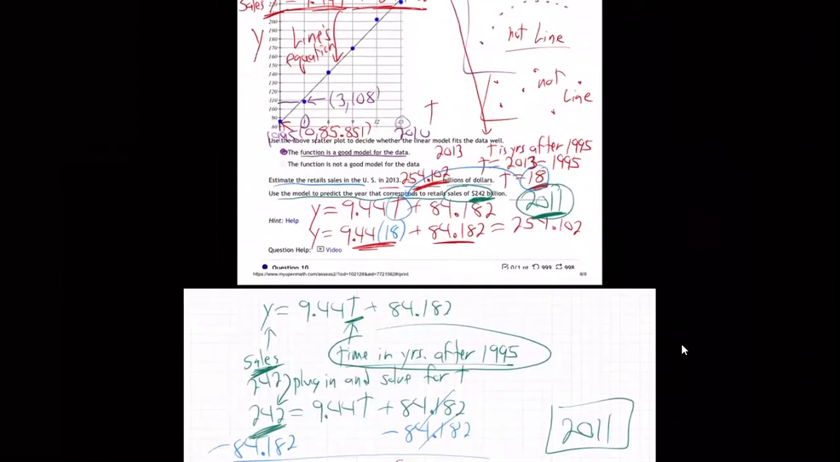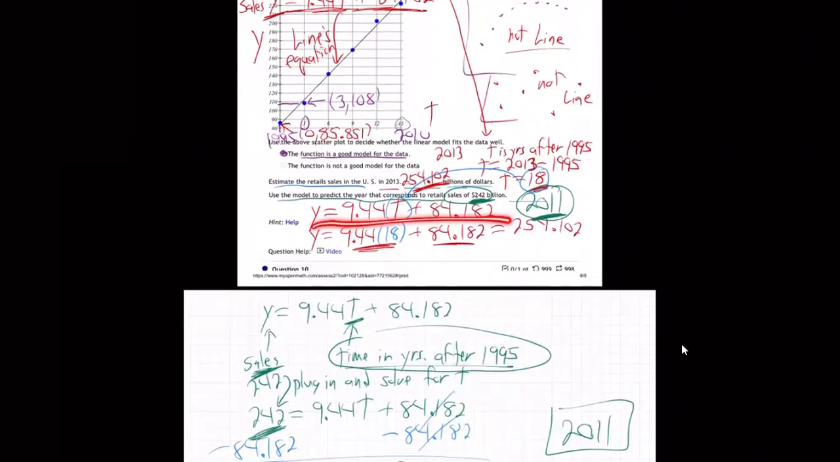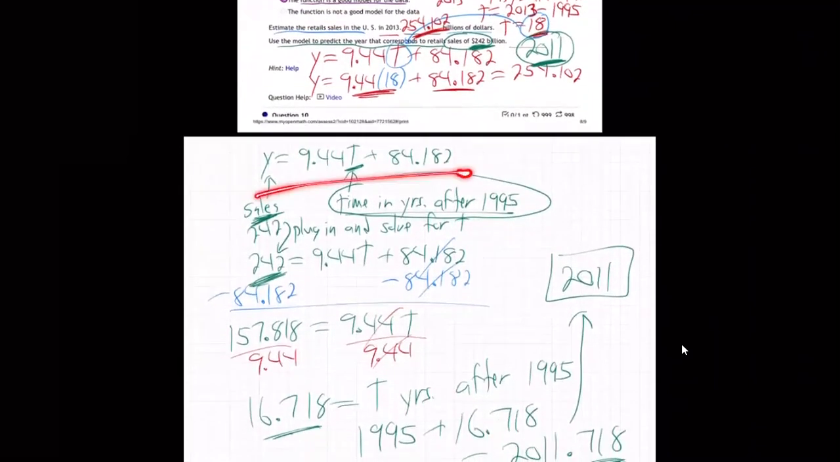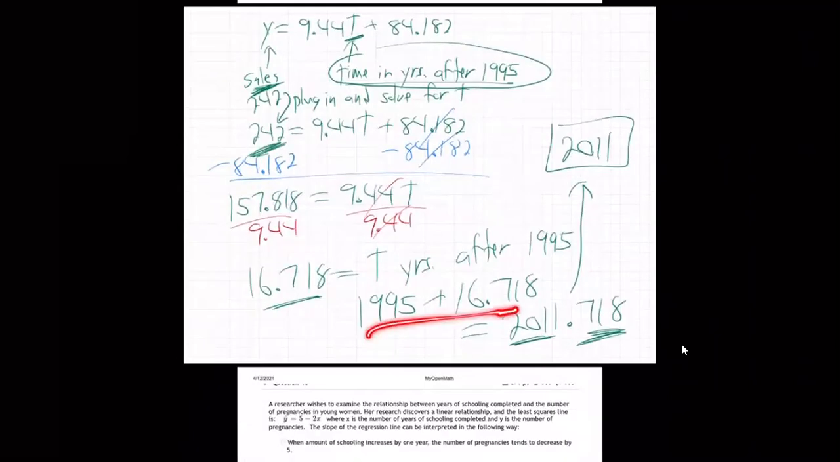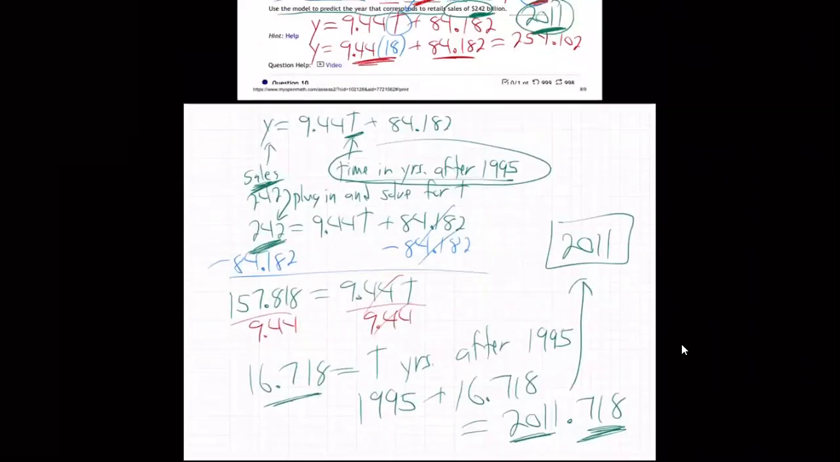So again, recapping on that, what did we do? We said the line fits the data closely, then we used the equation they gave us. For the first part, they said 2013, so we had to subtract 1995 because T is years after 1995. That came out 18, and we plugged in 18, hit the buttons, and got 254, the sales in the year 2013, 18 years after 1995. And then for the second part, we used the equation, plugged in the sales for y, solved for T, and then added that to 1995. That came out to be the year 2011. We don't round that up. It's just late in the year 2011.